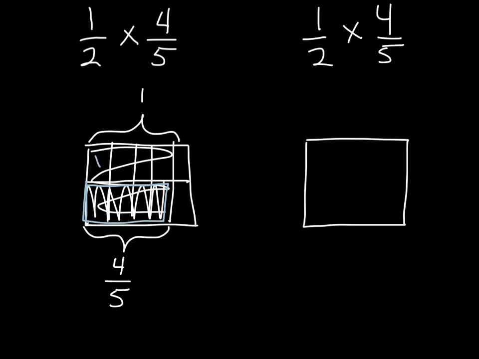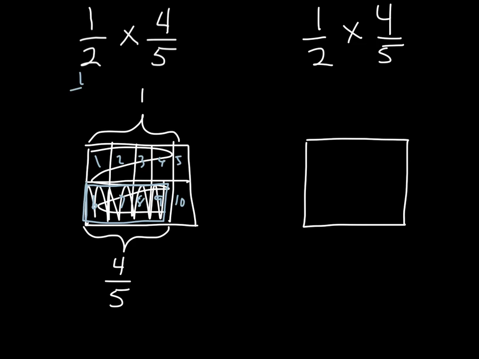I have 1, 2, 3, 4, 5, 6, 7, 8, 9, 10 as my denominator now, because my whole is divided into 10 parts. And 1, 2, 3, 4 of them are double shaded. So 1/2 of 4/5 is going to be 4/10.